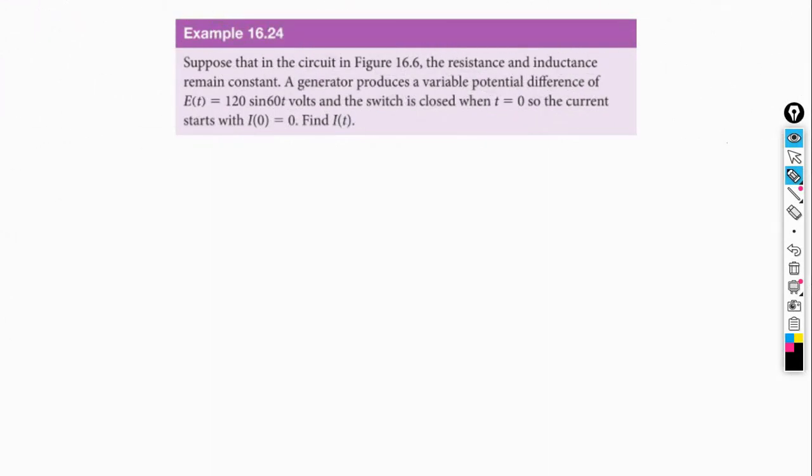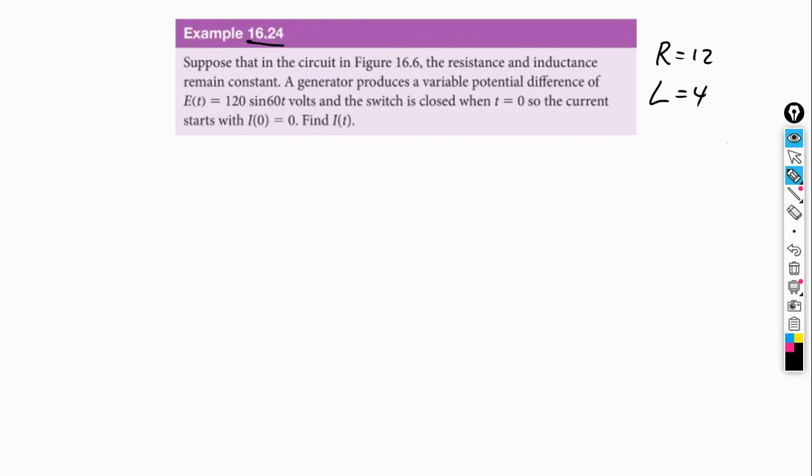Okay, so now let's take a look at example 16.24. It says, suppose that in the circuit in figure 16.6, the resistance and inductance remain constant. So that means that the resistance R is still equal to 12 and the inductance L is still equal to 4.